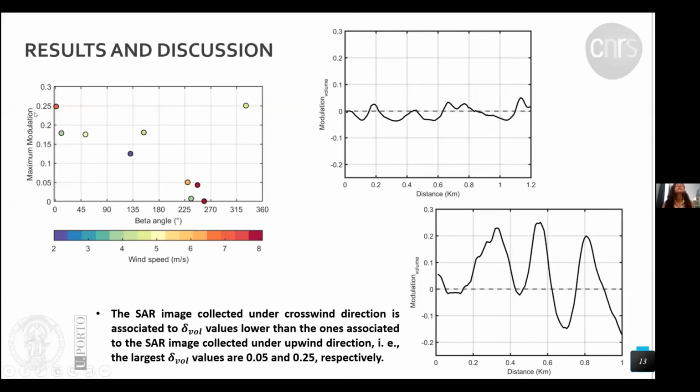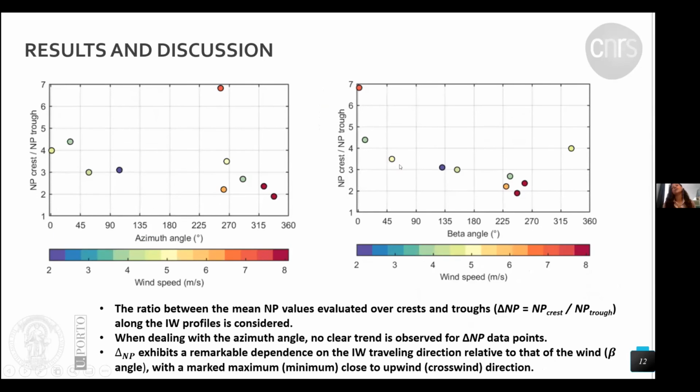And also in this case, we could see some pattern between both, because we have higher maximum modulations when the internal wave traveling direction is against the wind direction, and we have lower modulations when the internal wave traveling direction is perpendicular to the wind direction. Like here in the graphic, in these points here, where we have no modulation at all. So this result is very similar to the result we found here for the delta NEP according to the beta angle.